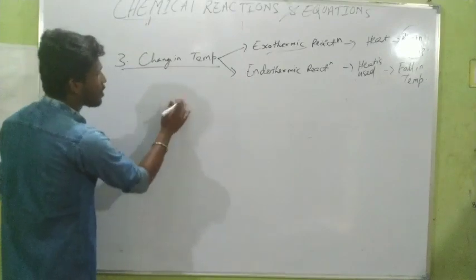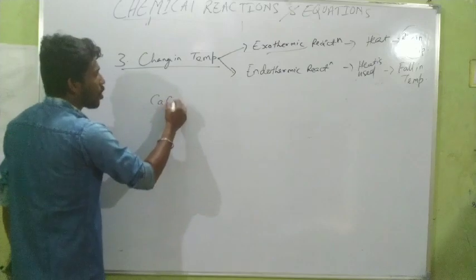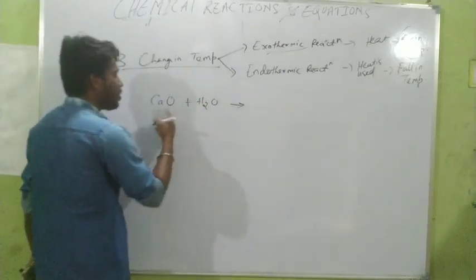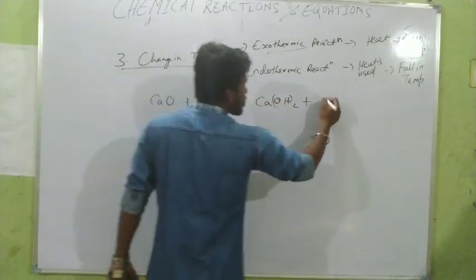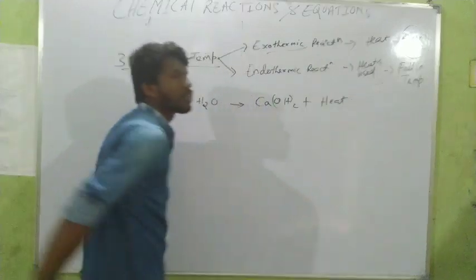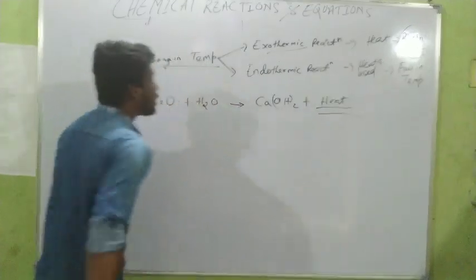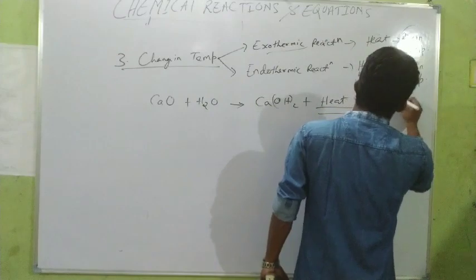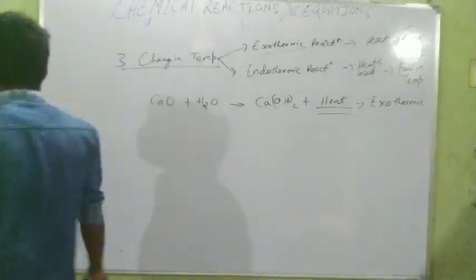So let's go for the example. Very easy example we have here. Calcium oxide plus water. When both of them react, it will give you calcium hydroxide plus some amount of heat is produced here. Clear? So only heat is produced here. So basically, which kind of reaction is this? This is an exothermic reaction.